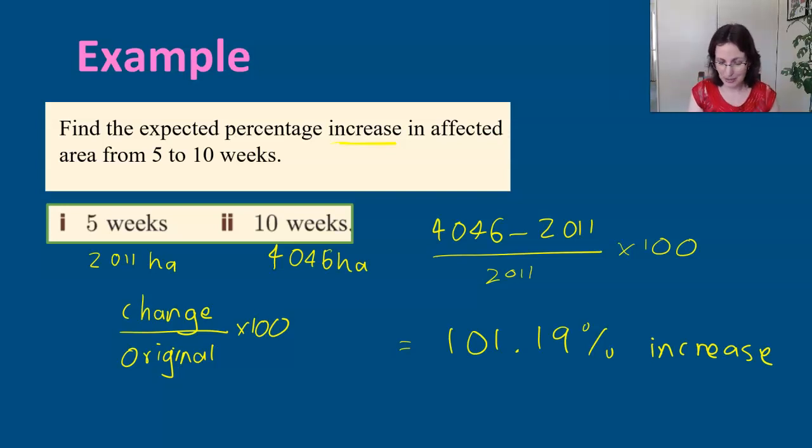So when you're asked to do a percentage, it's the change. So it's the difference between the two numbers over the original number that you started with, as in the one in time. Multiply by 100 for percentage. Answer with units and words.